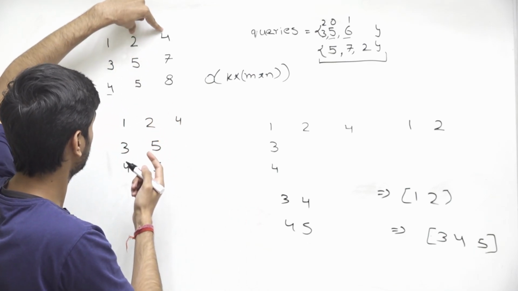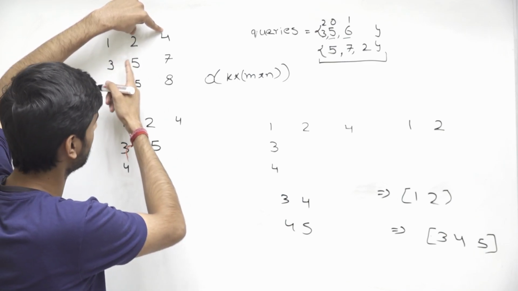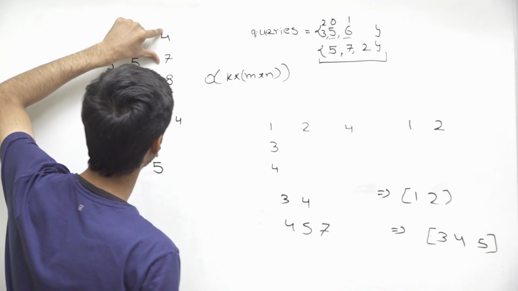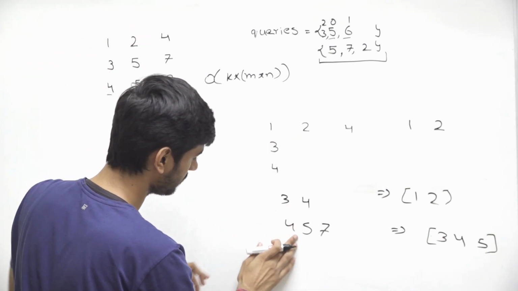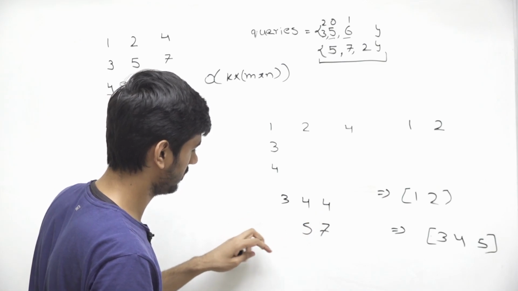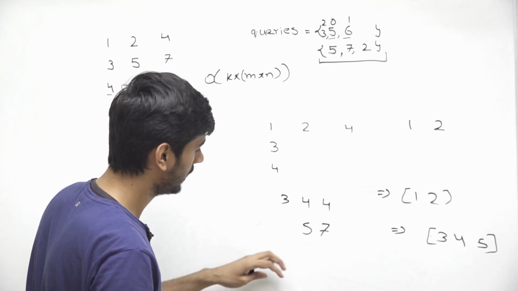Now for 4, 2 is already considered, like already visited, so we will not consider this, and 7 we will try to consider. So we will put 7 here. Okay, cool. This 4 is smaller than 5, so this will also be traversed, and we'll remove this from the remaining queue.